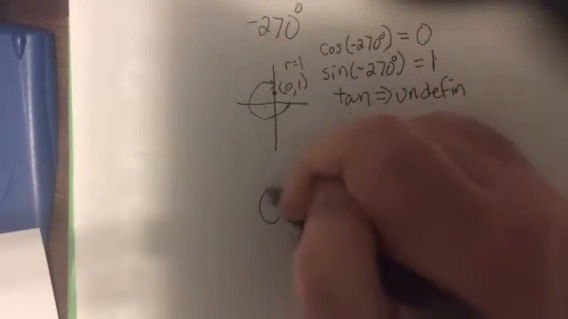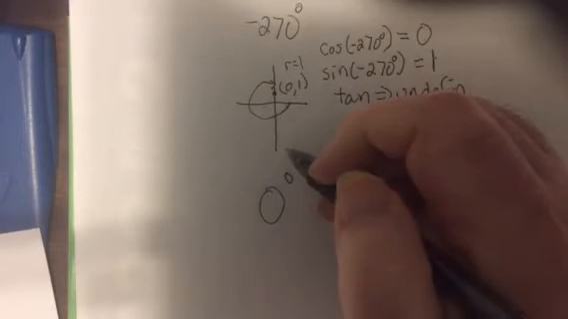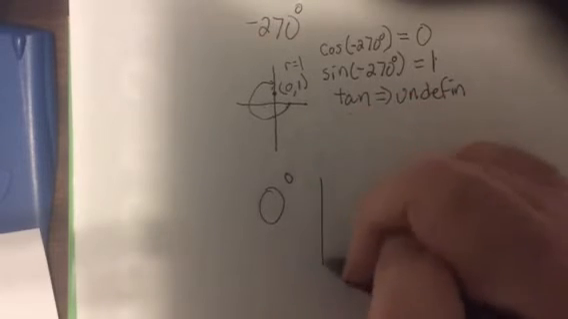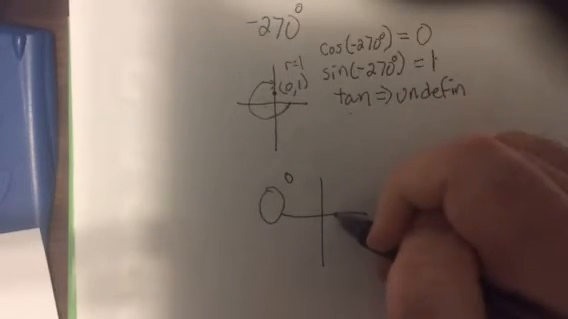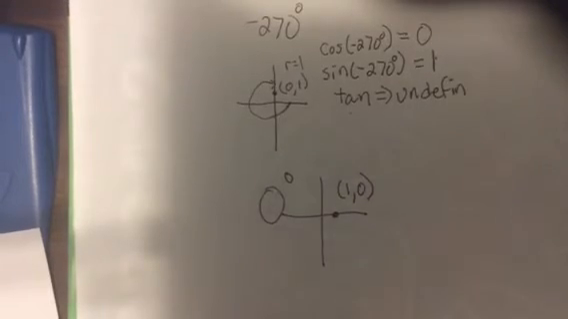So let's look at 0 degrees. That's the other one of our homework. Now, I'm not going to do 540 because I did that in the video yesterday, but 0 degrees would be right at our starting point, and that would be 1, 0.